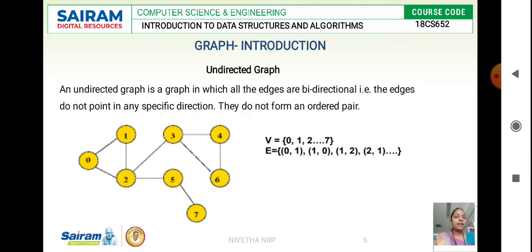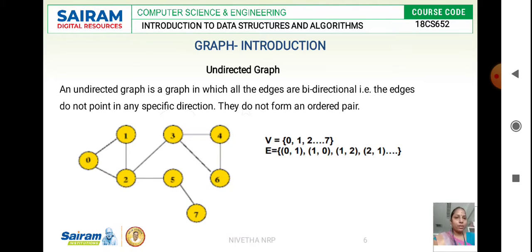See here what are all the nodes we have. Nodes is nothing but the data it is containing. So 0, 1, 2, 3, 5, 6, 7 are the nodes, which we also call vertices. And the edges are nothing but the direction, flow, the connectivity between the vertices. That is, 0 to 1 is an edge, 1 to 2 is an edge, 2 to 0 is an edge. These are all the edges.